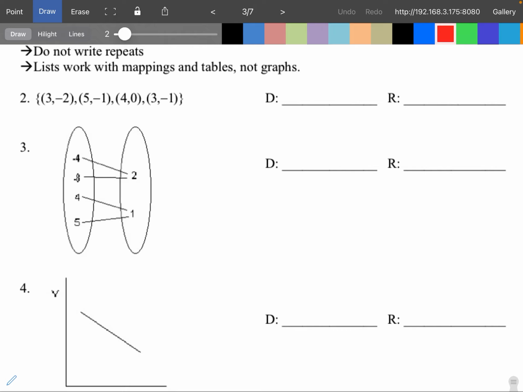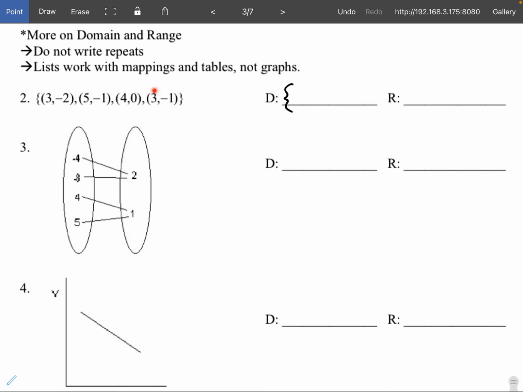Okay, so this one says more on domain and range. It says do not write repeats. When you write the domain, what x values do we have for this first one here, number 2? 3, 5, 4, 3, 5, 4, 3. Yeah, but we're not going to write the repeat.